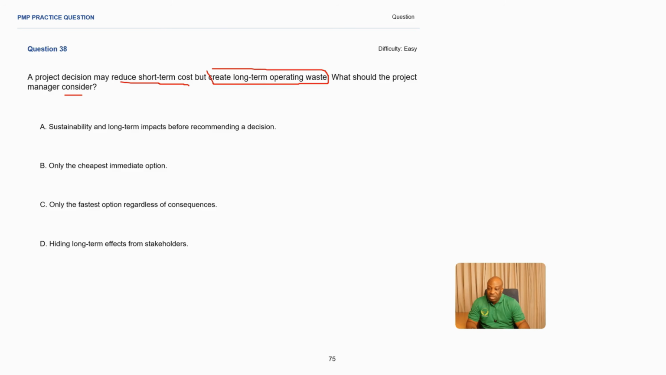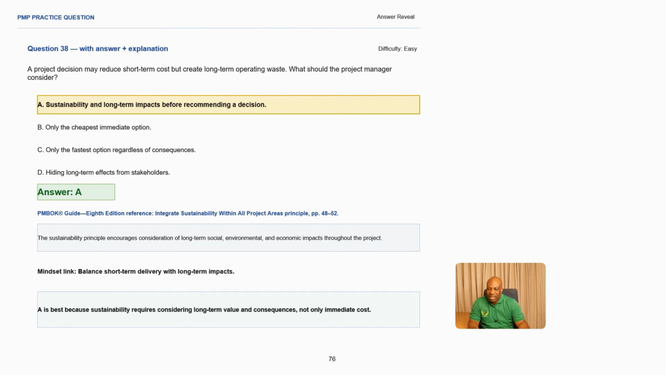All right. So the first answer is sustainability and long-term impacts before recommending a decision. Okay, it makes sense. Only the cheapest immediate action. Cheapest action. This is what is making this answer incorrect. Something might be cheap, but might not be the best. Only the fastest option, regardless of consequences. This is the same like B above. Something might be the fastest, but might not be the best answer in this scenario. Okay. Hiding long-term effects from stakeholders. Never hide anything. Be transparent and honest in a project environment, making this an incorrect answer. So the best answer here is A, which is sustainability and long-term impacts before recommending a decision.